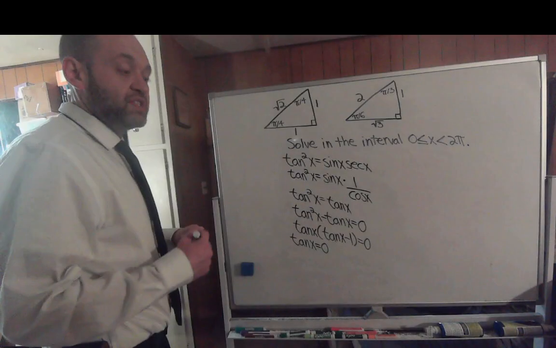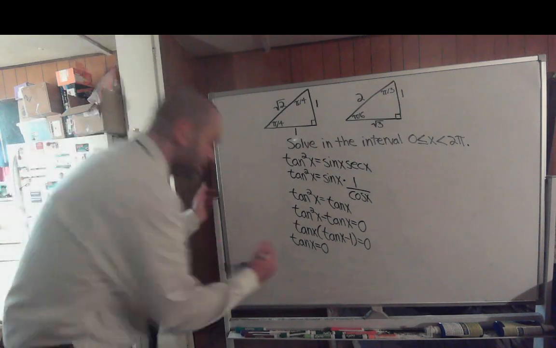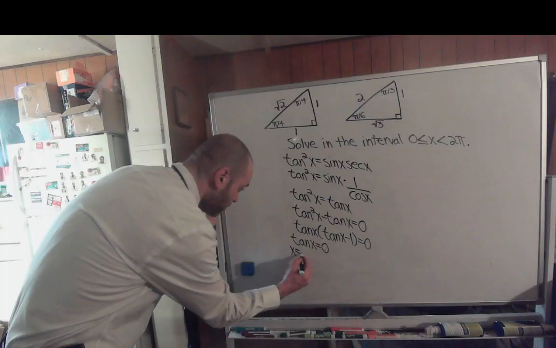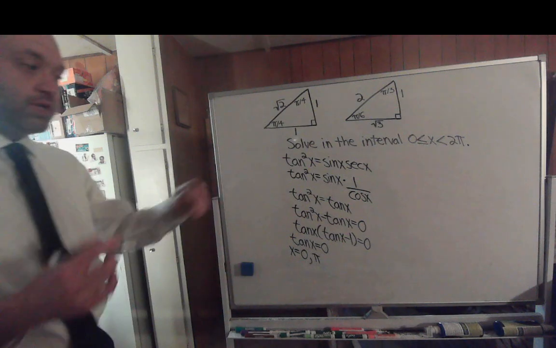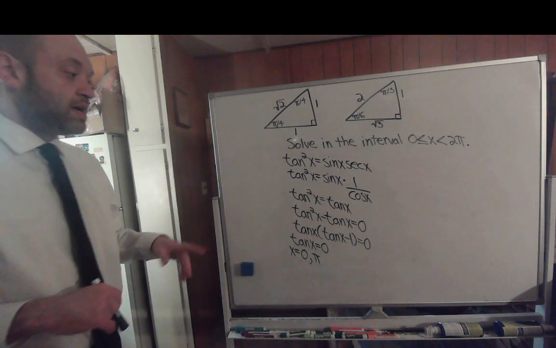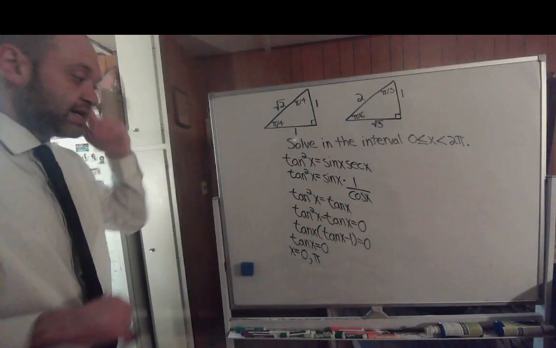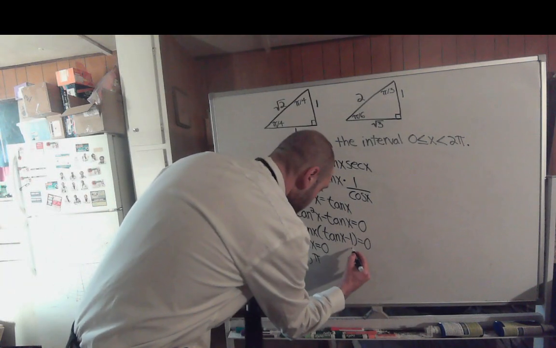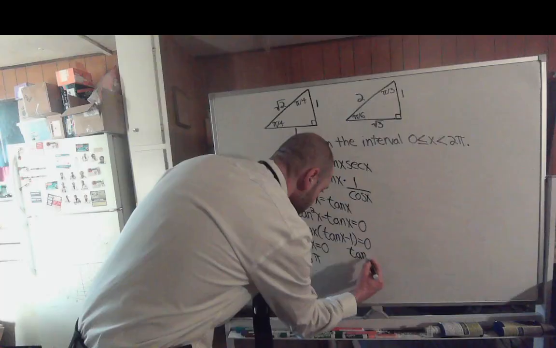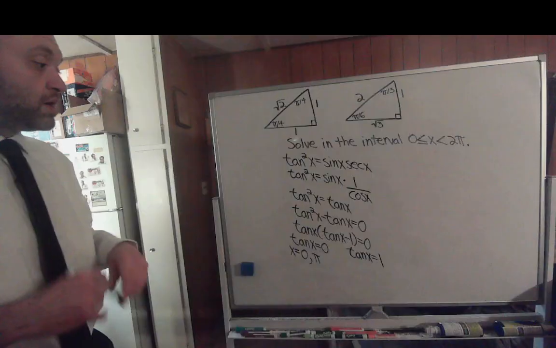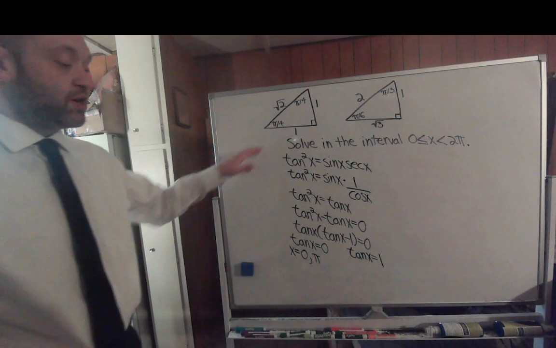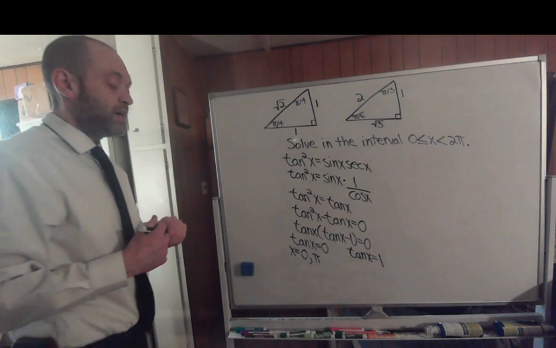Well, you would have 0 and pi, right? X would equal 0 and pi. We can't count 2 pi because that's actually excluded from your domain. Now let's take the tangent of x minus 1, set that equal to 0. You just got to figure out where the tangent of x equals positive 1. Well, it's going to be multiples of pi over 4, and we're only considering positive 1.